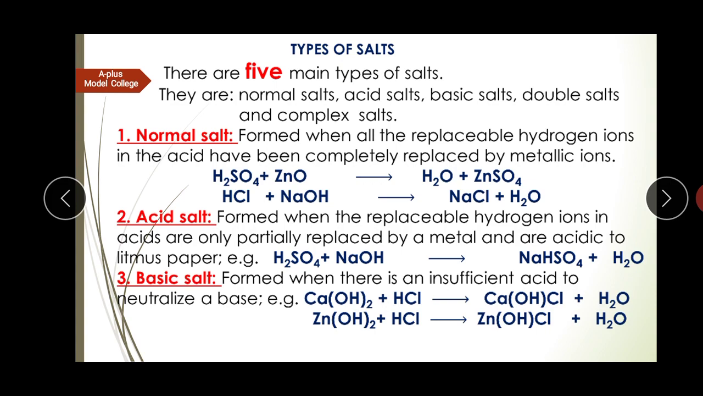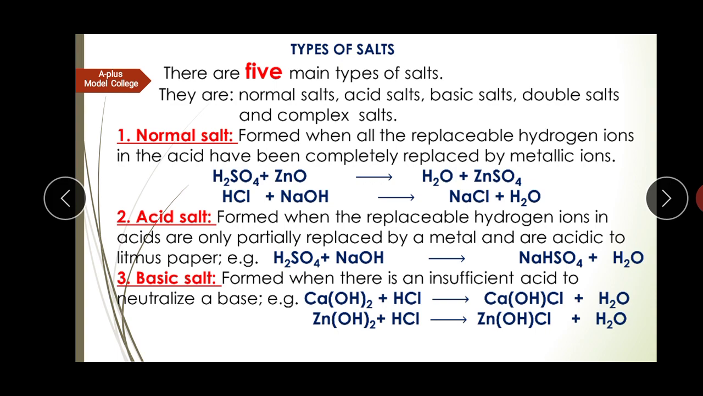If it's ordinary Na2SO4, that is a normal salt. But it is NaHSO4. The H means it still contains some acidic content. Basic salt forms when there is insufficient acid to neutralize a base. Yes, because complete neutralizing of a base by an acid is what we call normal salt. But when there is insufficient acid to neutralize a base, what we have is a basic salt.